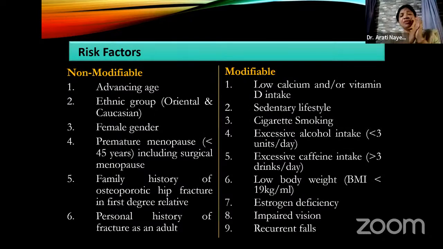There are some non-modifiable risk factors and some modifiable risk factors. The non-modifiable risk factors include advancing age, female gender, premature menopause, and family history of osteoporotic hip fractures or personal history of fracture as an adult. And modifiable risk factors are low calcium or vitamin D intake, sedentary lifestyle, cigarette smoking, alcohol intake, excessive caffeine intake, low BMI, and estrogen deficiency.